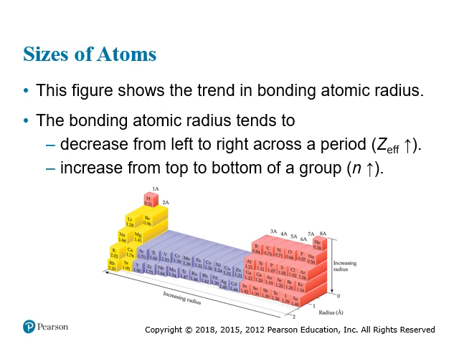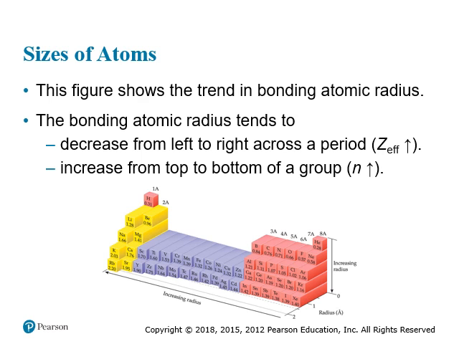The general trend that exists across the periodic table and down the periodic table with respect to atomic radius goes as follows. As we go from left to right across a period, we tend to see a decrease in atomic radius. That means that helium is slightly smaller than hydrogen. That means that nitrogen is slightly smaller than carbon, which is slightly smaller than boron.